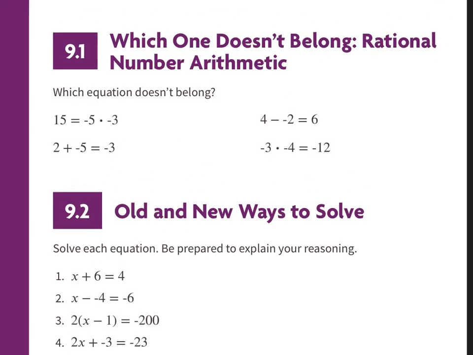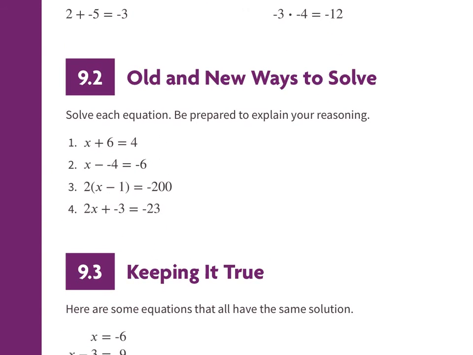All right, let's get into the math. All the new ways to solve. Solve each equation, be prepared to explain your reasoning. Remember, our whole goal here is to get the x by itself. So we need to get rid of the number with the x. So x plus 6 equals 4. To get rid of a plus, we do the opposite, which is minus 6. Minus 6. So using a calculator, 4 minus 6 is negative 2.